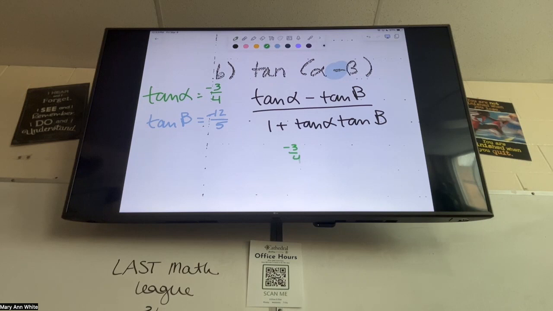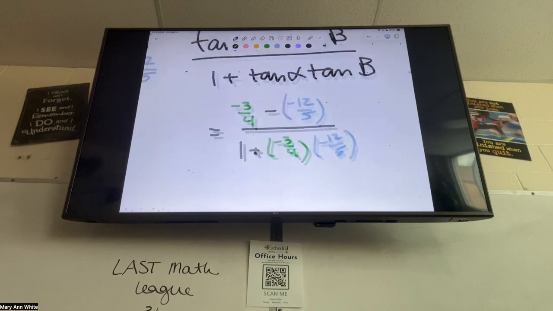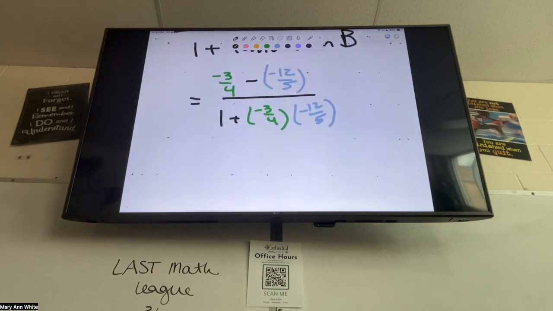So we've got -3/4 minus -12/5 over 1 plus -3/4 times -12/5. I'm gonna kind of do two steps at once. I want to get the numerator to be all one fraction. So I'm gonna multiply 5 on the first fraction and 4 on the second fraction. Is everybody okay with that?